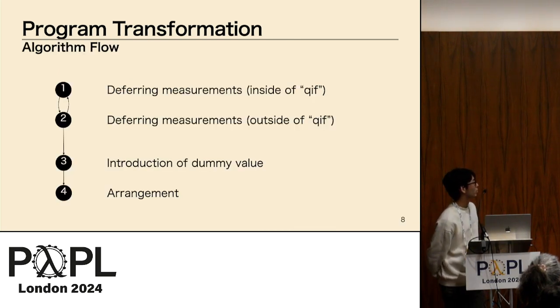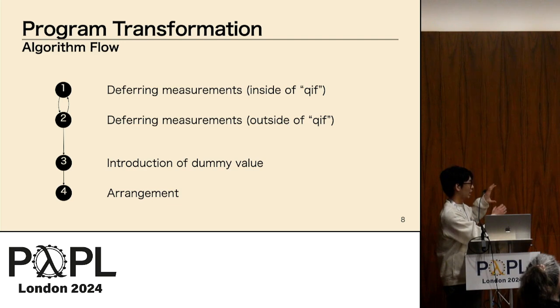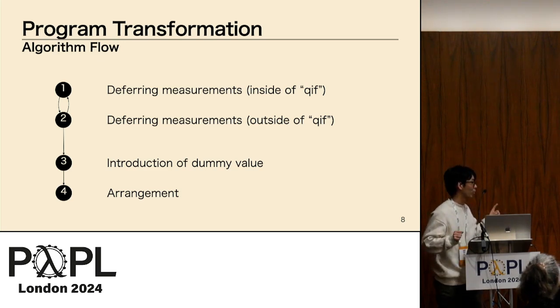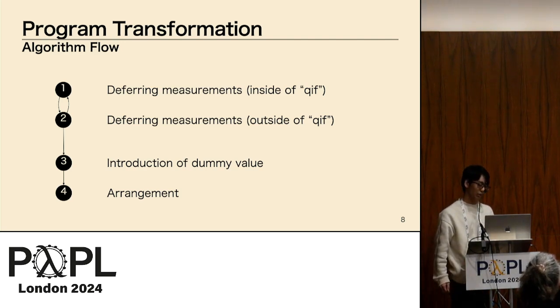So the algorithm we're going to consider consists of 4 steps. The first and second ones we're calling deferring measurements. The difference is that the first one only touches the program inside the quantum if, and in the second step we're going to move this measurement to the outside. The third step is something we are calling introduction of dummy value, which makes our semantics also ambiguous. And the last step is not an interesting step. I'm just going to change the appearance of the program for simplicity. So let me now move on to the first step.